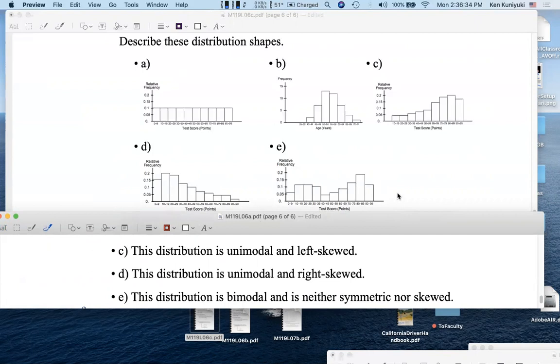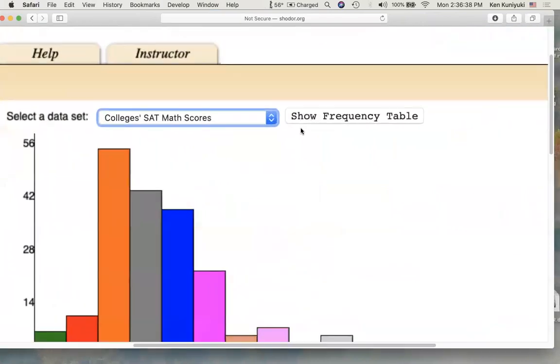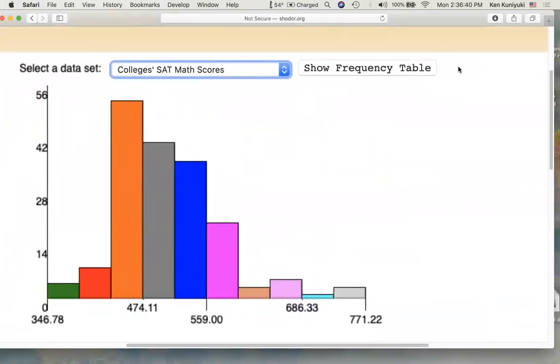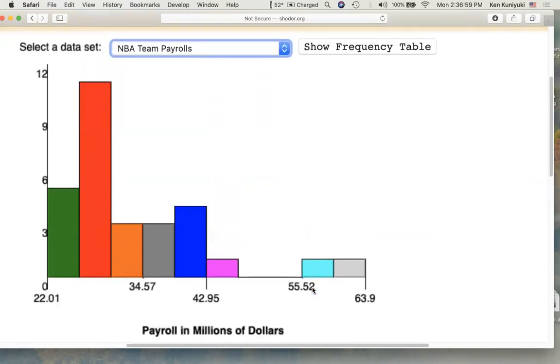While we're at it, why don't we go to shodor.org and look at this real-world data. I'll blow this up. A college's SAT math scores. What do you think? I would say unimodal, skew to the right. You have some students who did very well relative to the others. NBA team payrolls. Maybe unimodal over here, skew to the right. You have some people being paid very well over here.